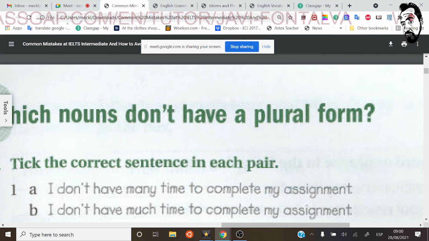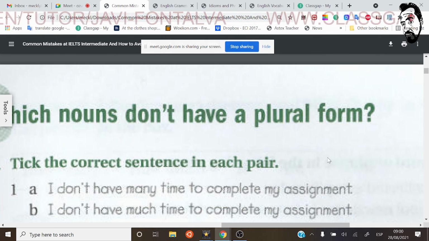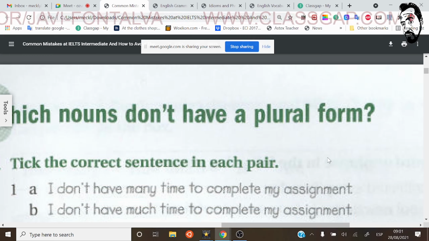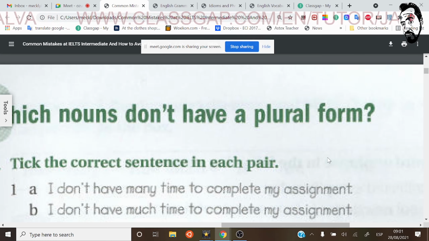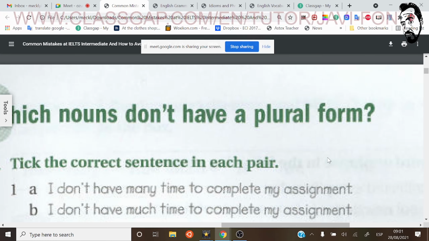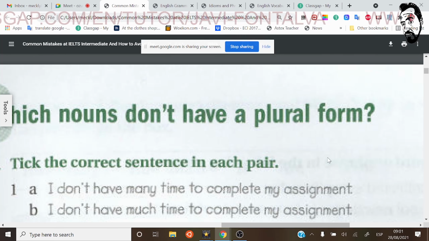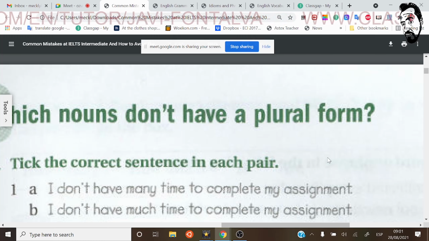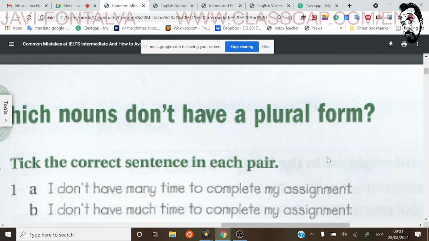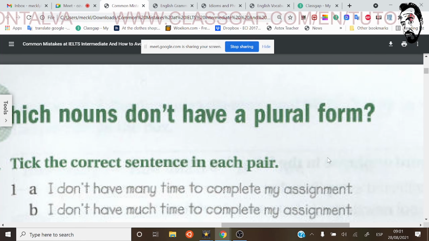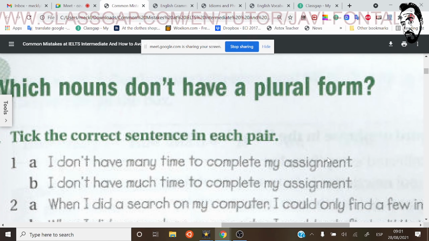So, here we have sentence A. Many? How much? Assignment. It's like homework. So which one do you think is correct? Homework. The first one, A. Okay, we're going to see the answer later.